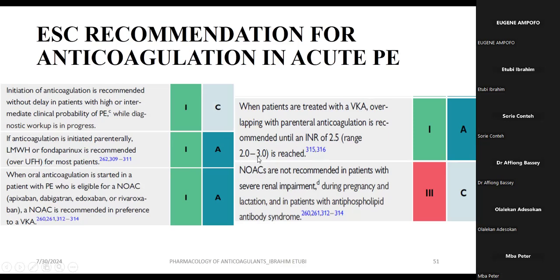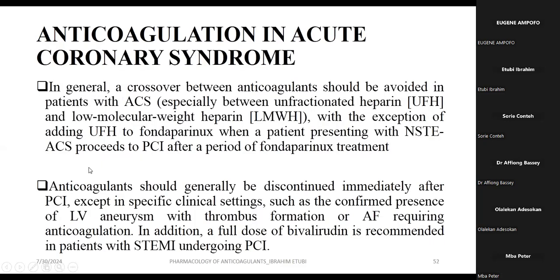So remember the range of 2 to 3, and then in mechanical valves 2.5 to 3.5. Then NOACs are not recommended in patients with severe renal impairment, during pregnancy and lactation, and in patients with antiphospholipid syndrome. This is class 3 level of evidence, but we recall that apixaban has been shown to be useful in patients with renal impairment.